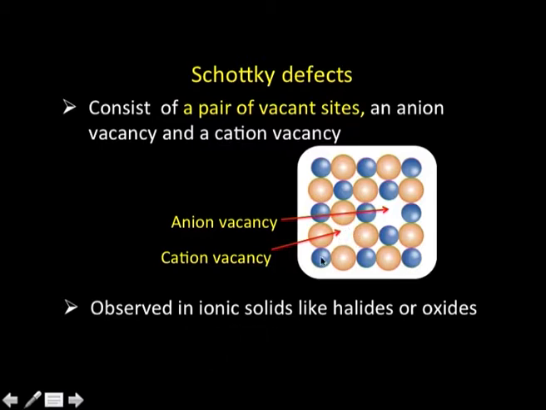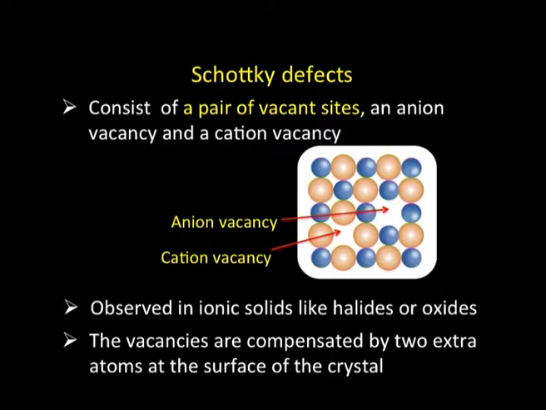This kind of defect is observed in ionic solids like halides, sodium chloride is a typical example, or some oxides. Now, these vacancies are compensated by two extra atoms at the surface of the crystal. That means, suppose this lattice is formed and these two are vacancies there.